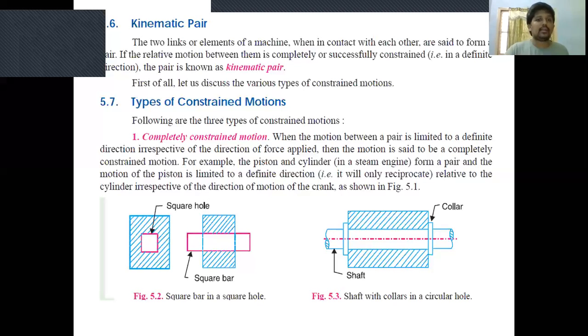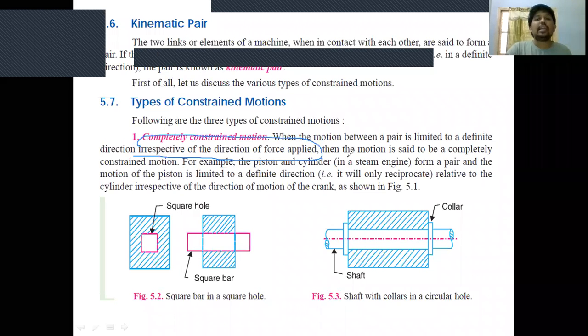What is this completely constrained motion? Irrespective of the direction of force you are applying, you apply force in any direction, it doesn't matter. So irrespective of the direction of force you apply, the motion is said to be completely constrained.